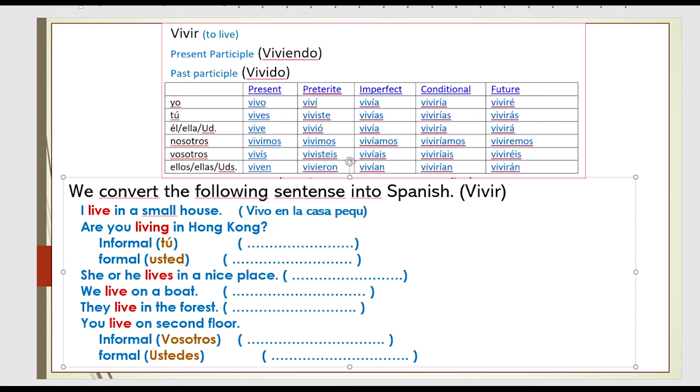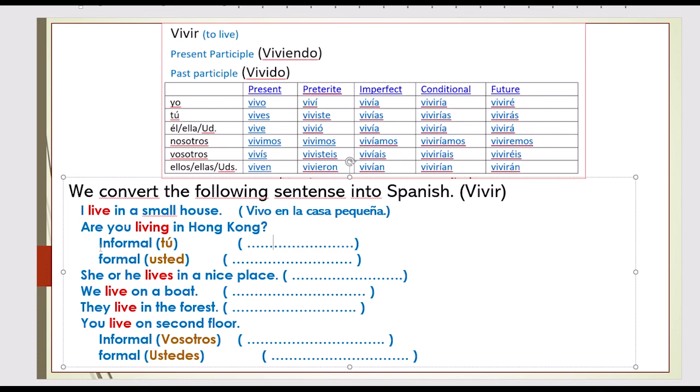En la casa pequeña, in the small house. Casa means house. La casa means the house. Pequeña means small. So literally, I live in a house small. That means I live in a small house. Vivo en la casa pequeña. Of course, you can add the pronoun: yo vivo en la casa pequeña. But here, you know that we can omit the yo and only leave vivo en la casa pequeña.